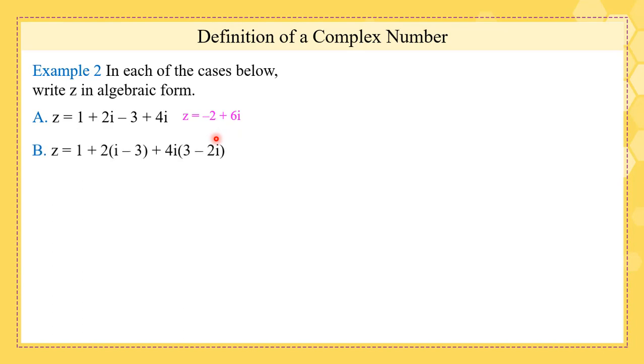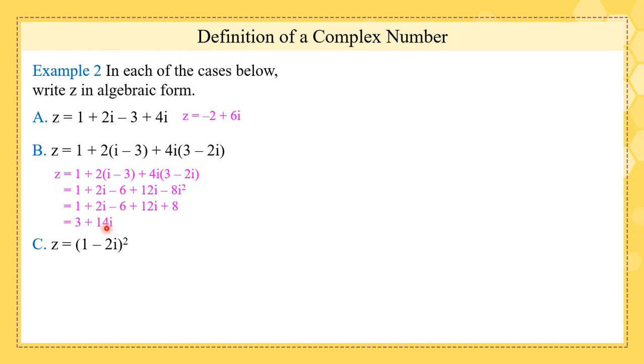The second case, try to expand as if you are dealing with real numbers. Just expand. Here pay attention, 8i times minus 2i is minus 8i squared. And try always to replace each i squared by negative 1. So this becomes a plus 8. Then we join them together. 1 plus 8 is 9. Minus 6 is 3. And 2i plus 12i is 14i.